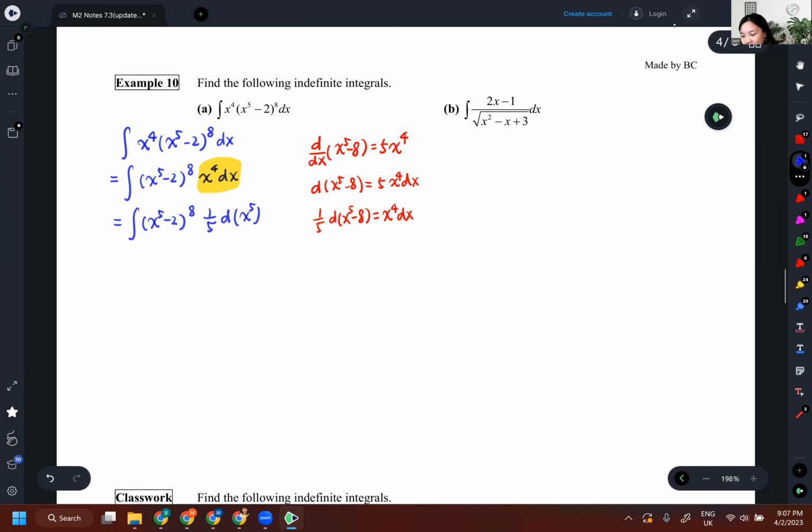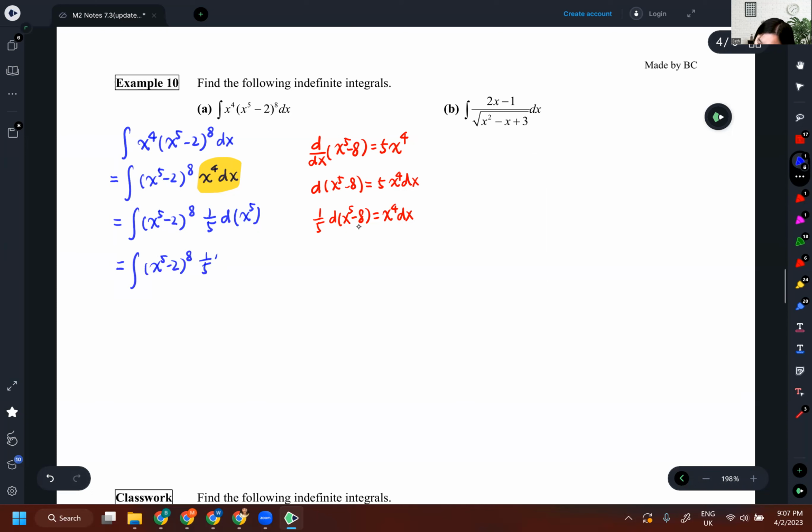It's easier to get x^4 dx is 1/5 d(x^5) first, and in my next step, I can change it. Maybe it's easier this way, with two steps. Yes, minus 2, not minus 8. Maybe it's easier this way, because minus 2 should not change anything. This and this should be equal.